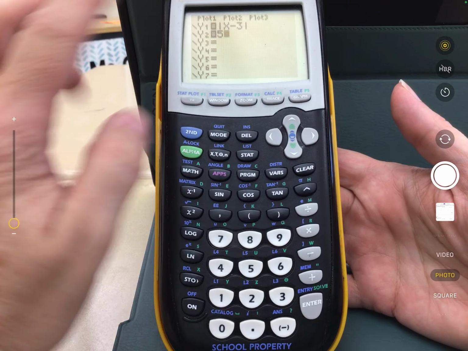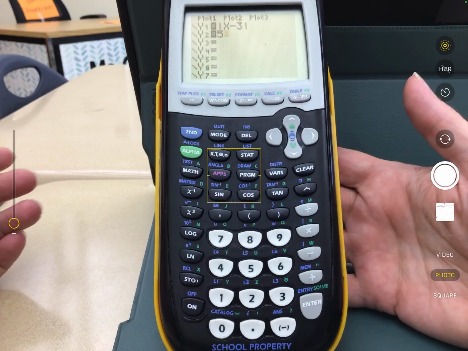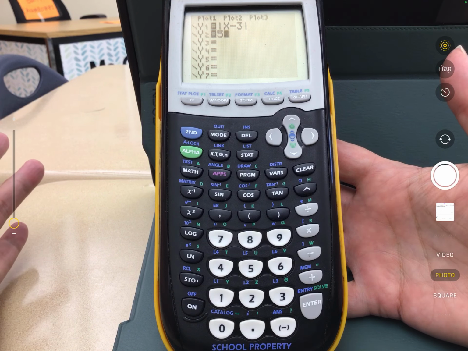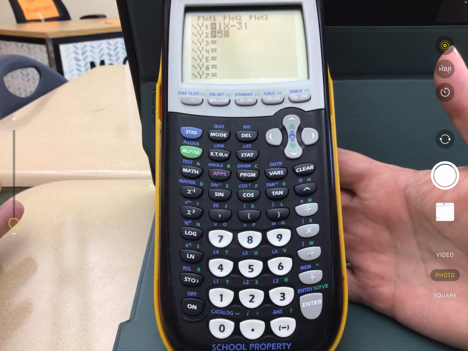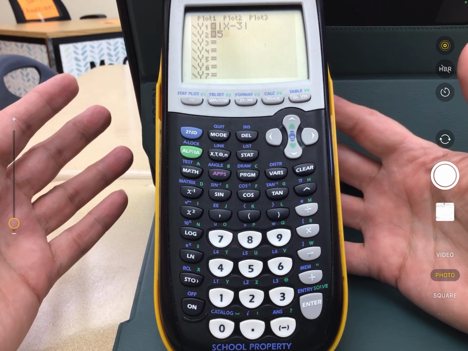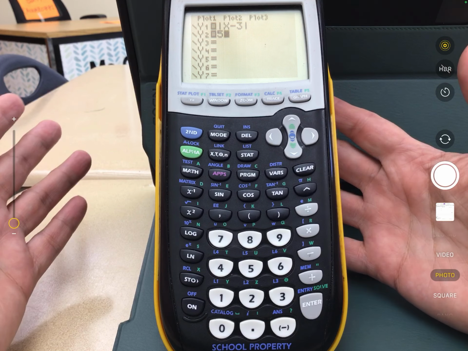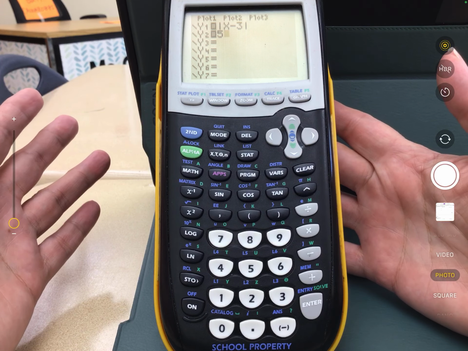So a couple of things. First of all, I can go and just hit graph. Now, if I just hit graph right now, it'll give me whatever window was used last. A lot of people use negative 10 to 10, negative 10 to 10, but if something else has been going on and it's been used for something else, it may have a funny window that doesn't show the graph.